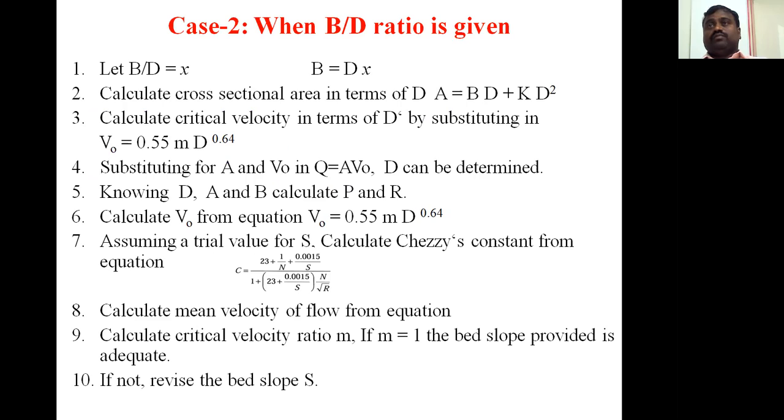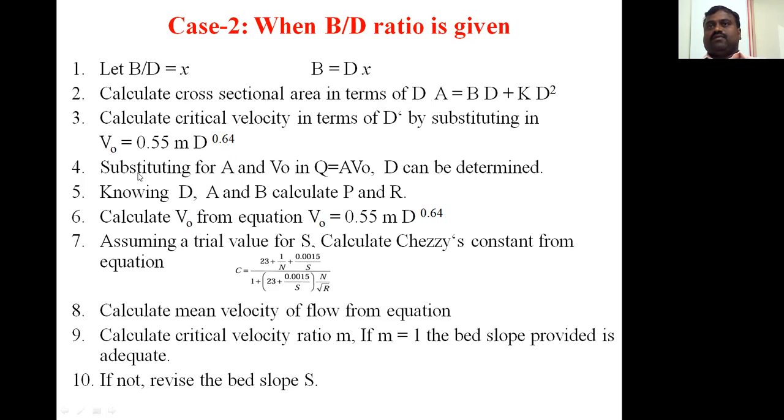In case 2, B by D ratio is given. So you can see here, when a B by D ratio is defined, say the ratio is equal to X, then B can be written as equal to D times X. In the very next step, cross-section area is calculated in terms of D, and then the critical velocity V naught, which is equal to 0.55 m into d to the power 0.64.